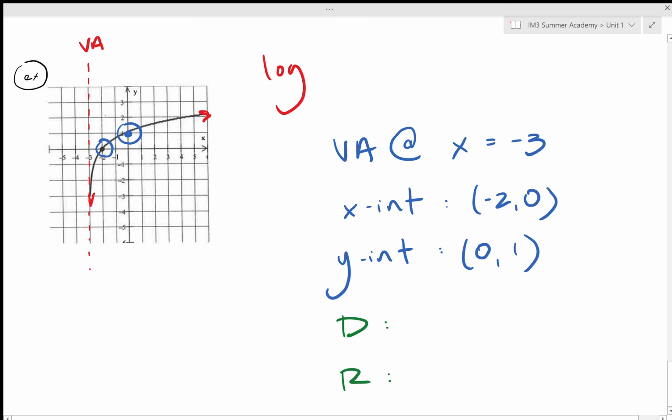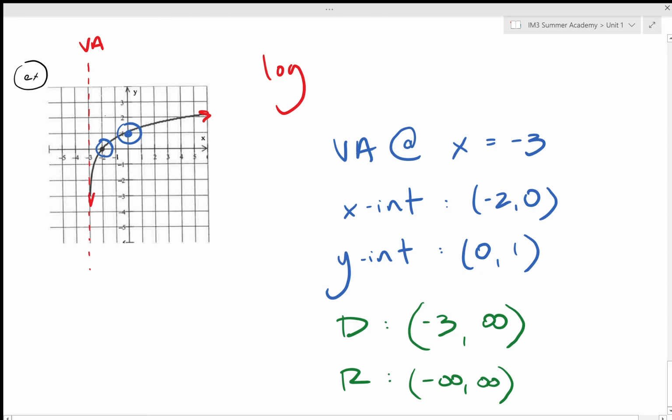Domain, it does stop going to the left. The number that's stopping it is -3. It doesn't touch -3, so we give it parentheses. But it does continue off to the right at positive infinity. As for range, up and down, it never stops going down. It never stops going up.